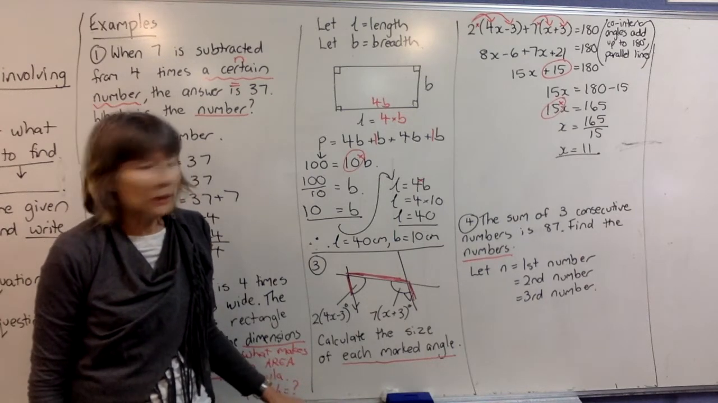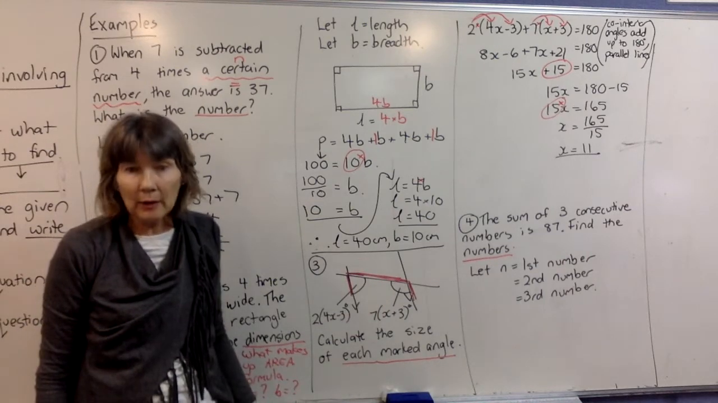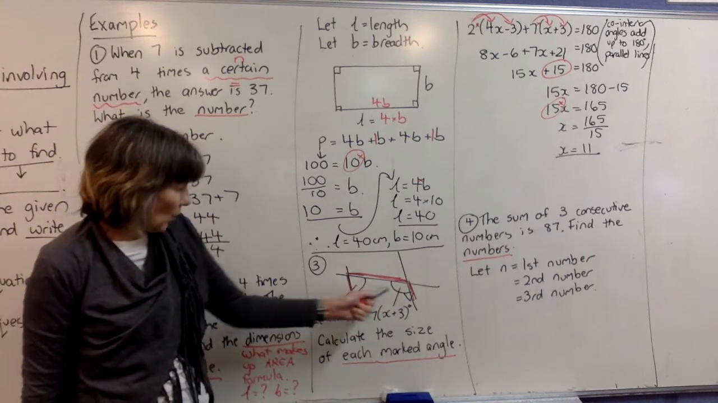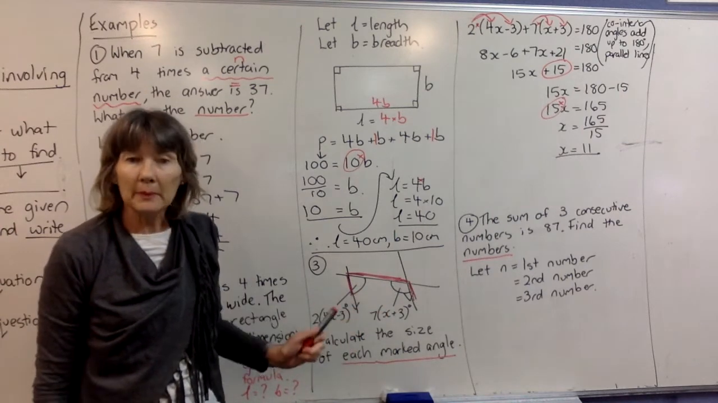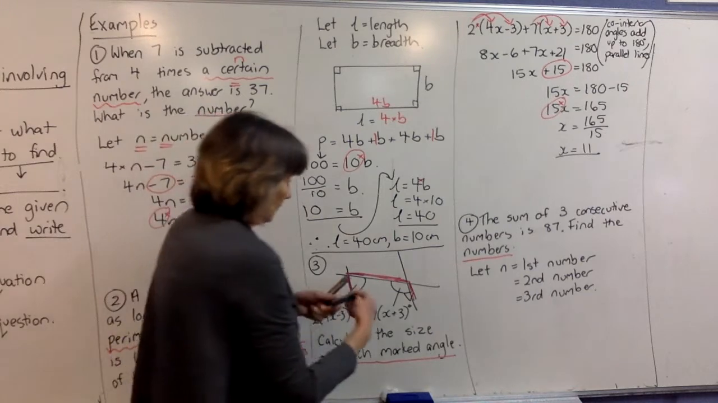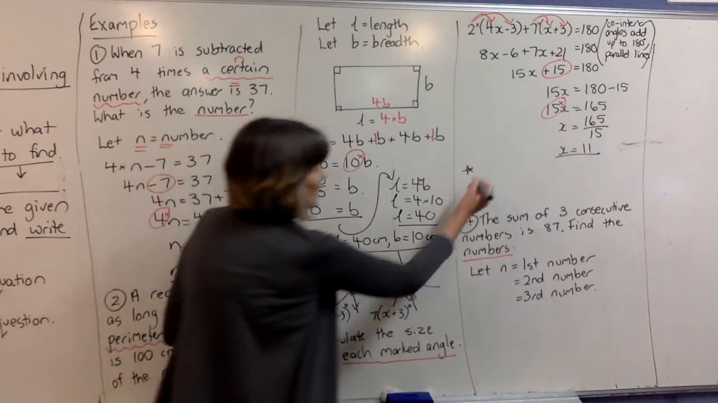It didn't say calculate the value of x. It said calculate the size of each marked angle, which means they want these two angles found. So we're going to do them one at a time and see what these angles are. Right, so the first one is 2 bracket 4x minus 3.